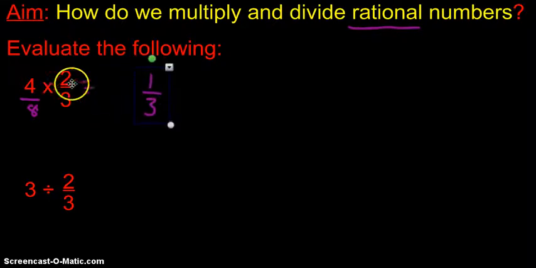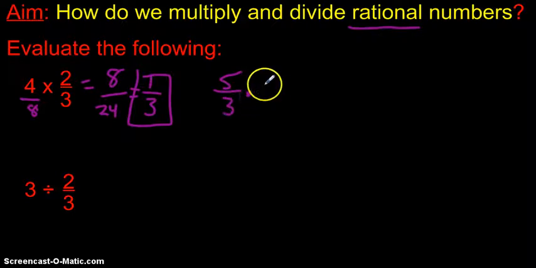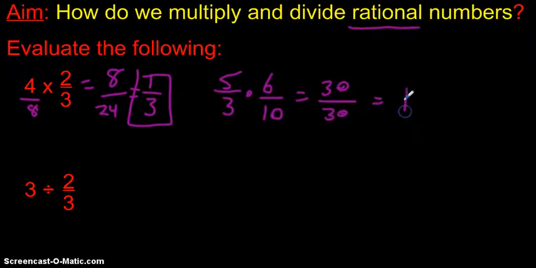If we multiply the numerators and the denominators, will we get a third? 4 times 2 is 8. 8 times 3 is 24. And 8 goes into 8 once, and 8 goes into 24 3 times. So this does simplify. So multiplying fractions, multiply the numerators and multiply the denominators. Okay, so 5 times 6 is 30. 3 times 10 is 30. This would simplify to be 1.